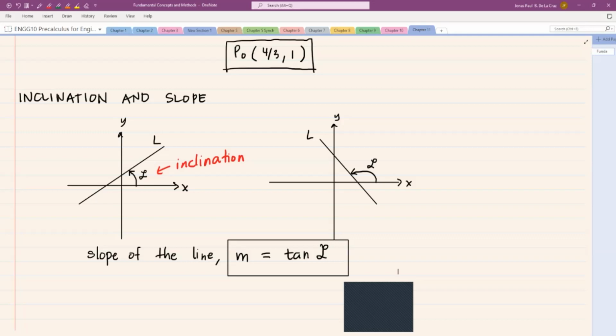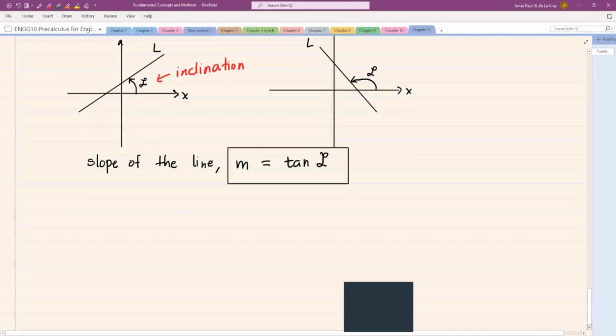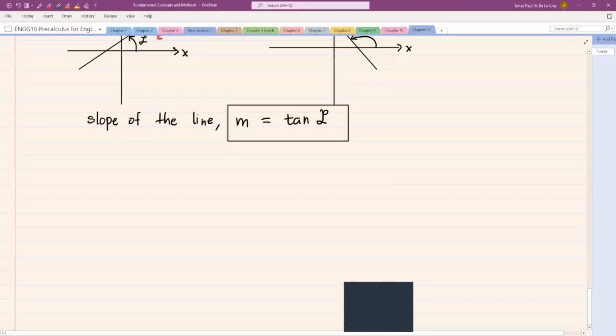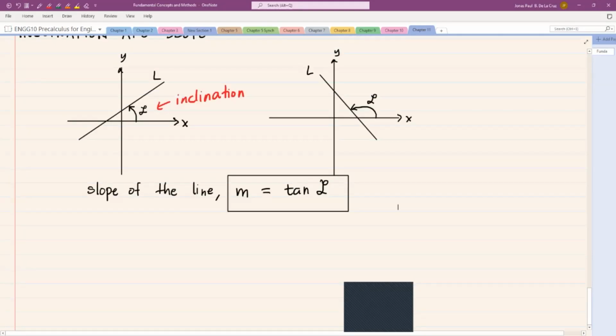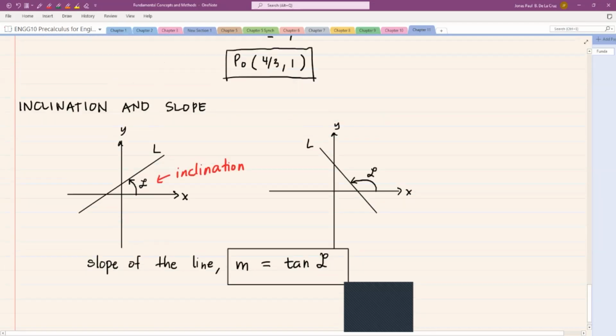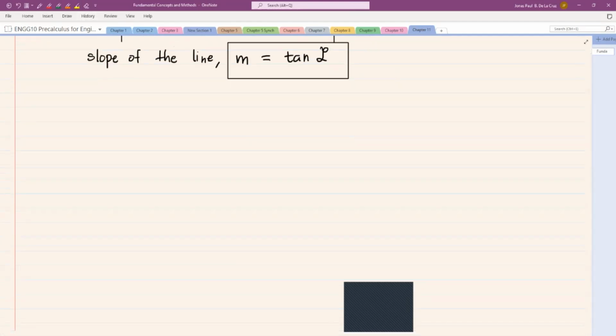Alright? Now, if we have 2 points, the slope of the line, we can actually express in terms of the coordinates. When we have a line with 2 points, like earlier, the slope can be defined by using the points on the line.